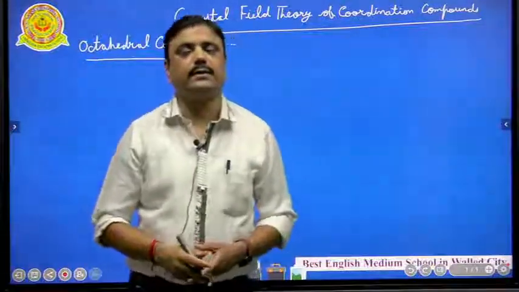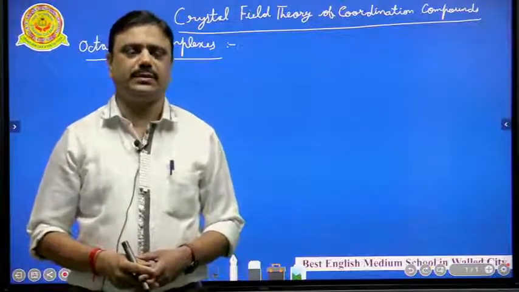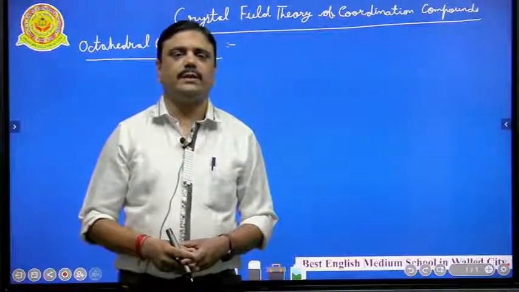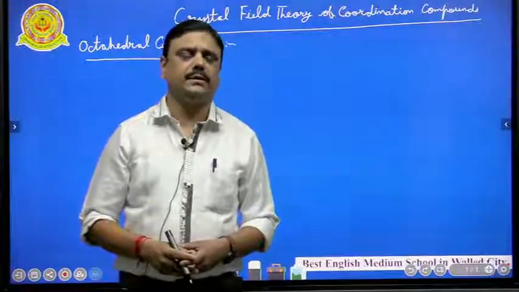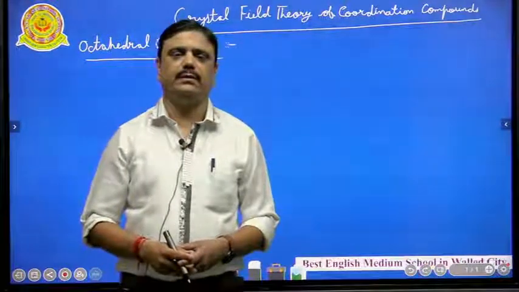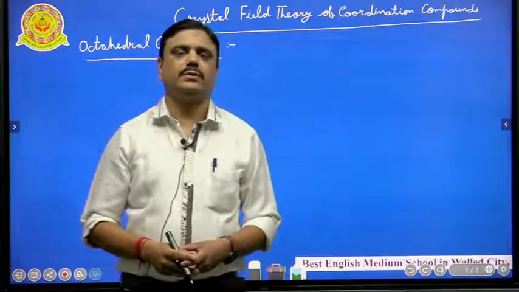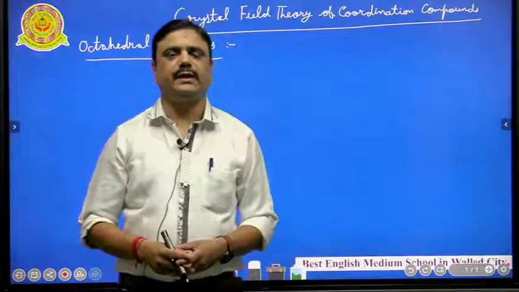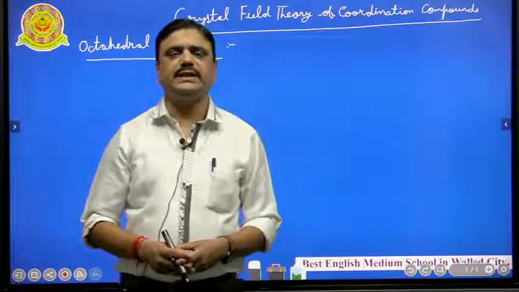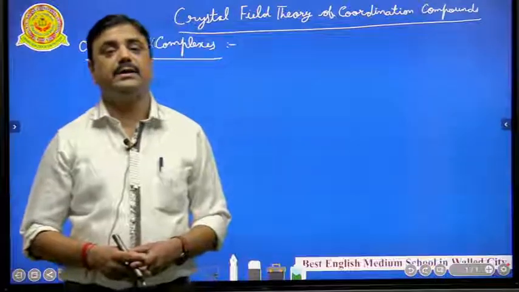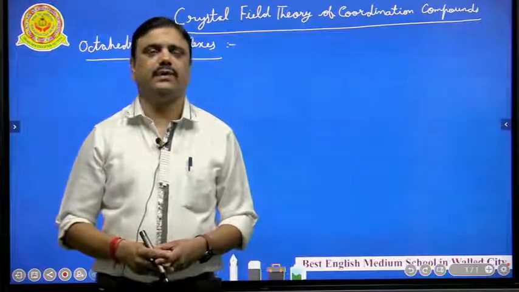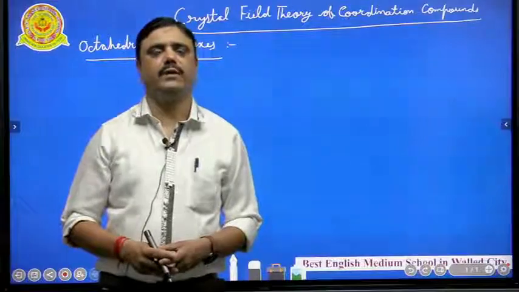In case of octahedral complexes, the T2g set, that is dxy, dyz and dxz, these orbitals are at the opposite side, and the eg set, means dx square minus y square and dz square, falls just towards the ligands. Means the ligands are pointed towards the eg set. Due to this, the eg set gets higher energy and the T2g set gets lower energy. So splitting is in such a way that the T2g set is now of lower energy and the eg set is now of higher energy.